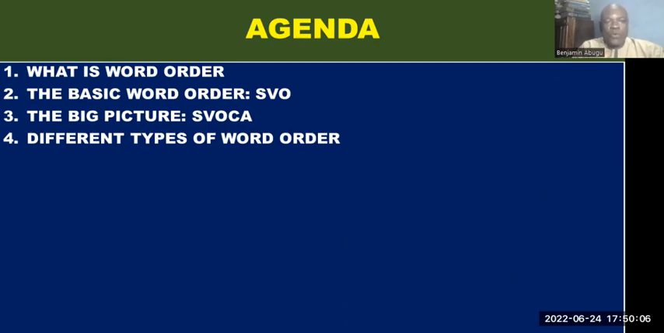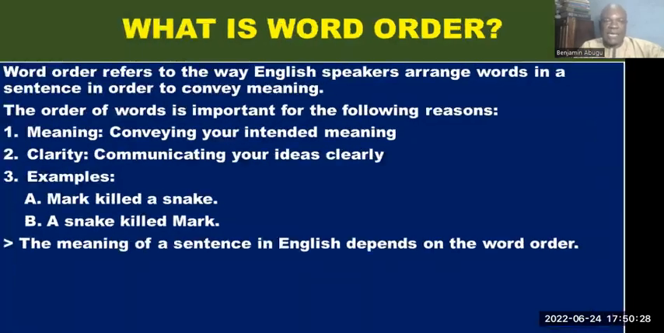Number 1, what is word order? Number 2, the basic word order, SVO. 3, the big picture, SVOCA. And number 4, different types of word order, of course, with copious examples. So let's begin to take these items one by one.